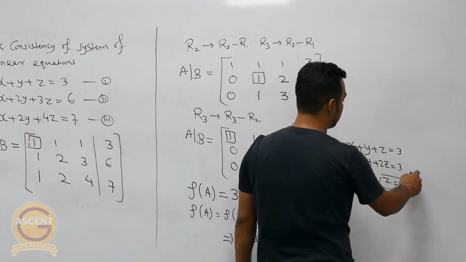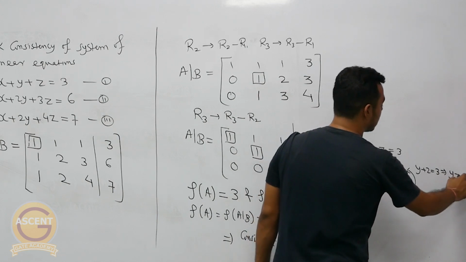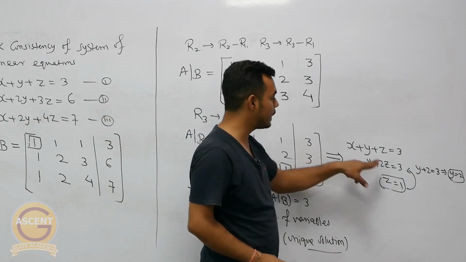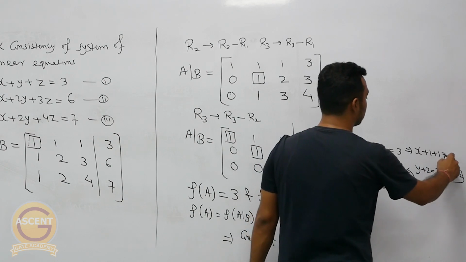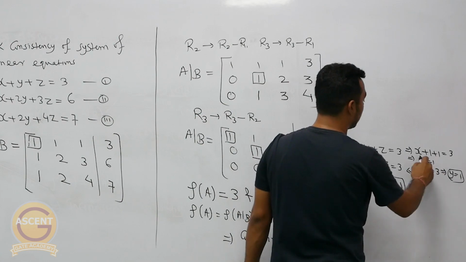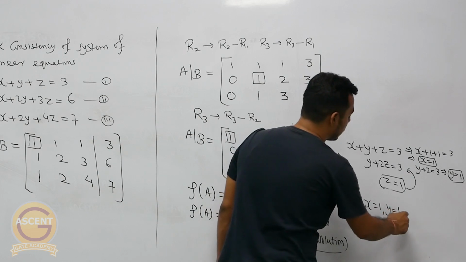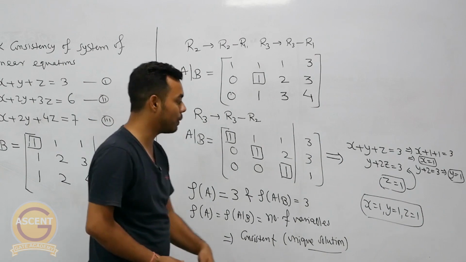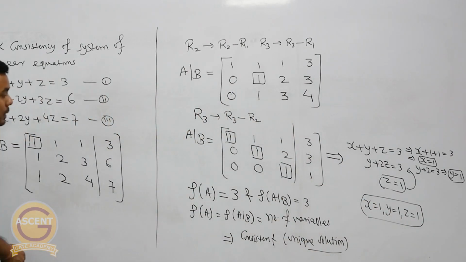If I substitute the value of z in our second equation, I will get y plus 2 equals 3. This means the value of y will be 1. And if I substitute the value of y and z in the first equation, then I will get the value of x. x plus 1 plus 1 equals 3. So this means the value of x will be 1. So these are the possible values: x is 1, y is 1, z is 1. So this is the solution of the given system of linear equations, and since only one value of each variable is possible, it satisfies all the three equations simultaneously.